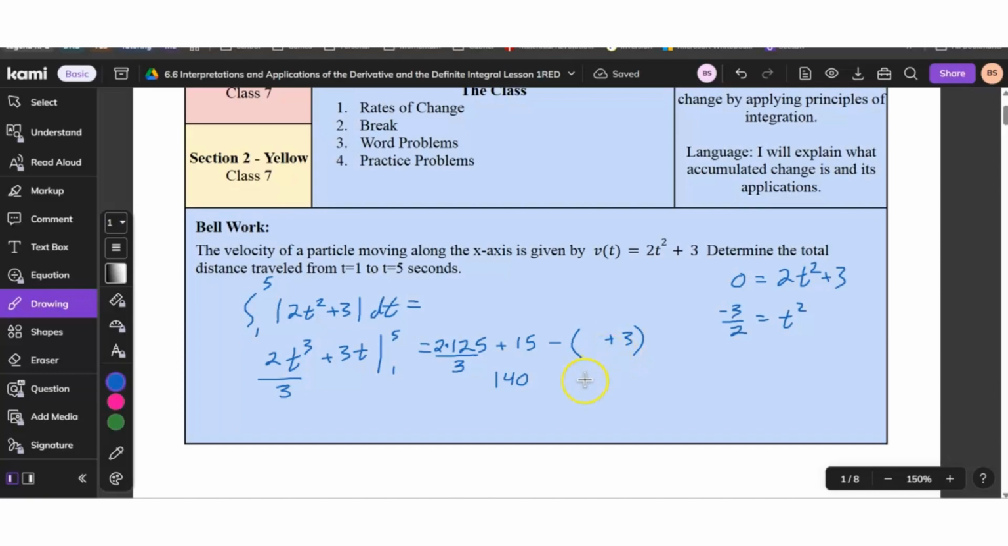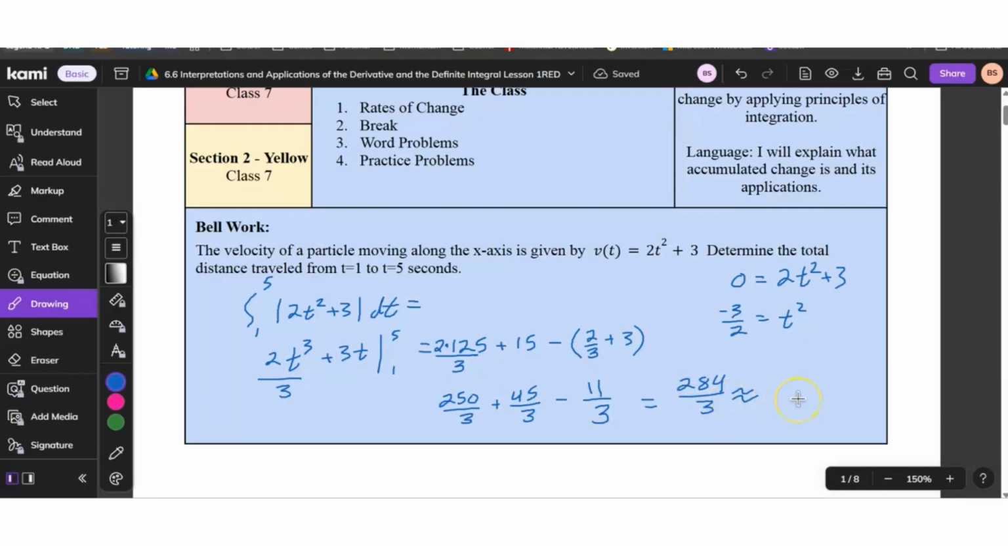Guys, I cannot do it if you're all talking at the same time. These are going to be 80. And this one over here would be 2/3 plus 3. All right, now let's work that out. That does not divide by 3 nicely. That's going to be 250 over 3 plus 45 over 3 minus, that would be like 9 over 3, so minus 11 over 3. It's going to give me 295 minus 11, 284 over 3.